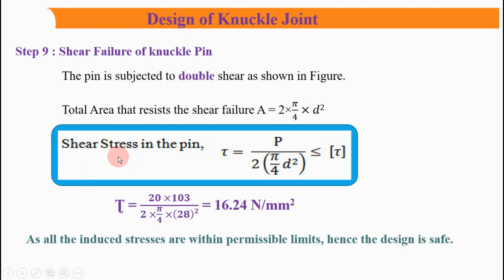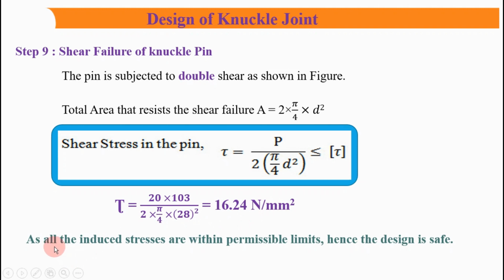And see guys, shear stress in the pin is tau is equal to P upon twice of pi by 4 into D square, and that should be less than or equal to the allowable or permissible shear stress. So guys, here you can easily find out that tau is equal to 20 into 10 raised to 3 divided by twice 2 into pi by 4 into 28 square, which is equal to 16.24 Newton per mm square.